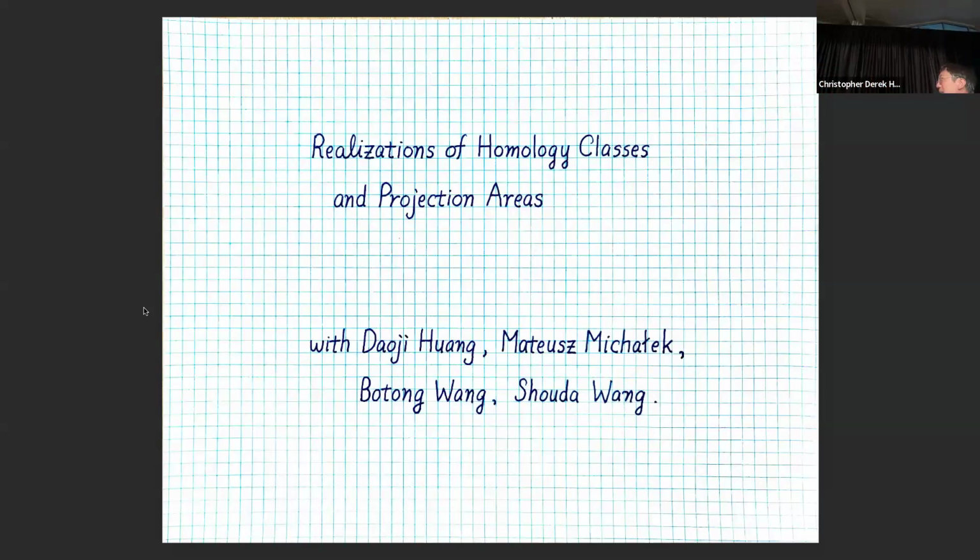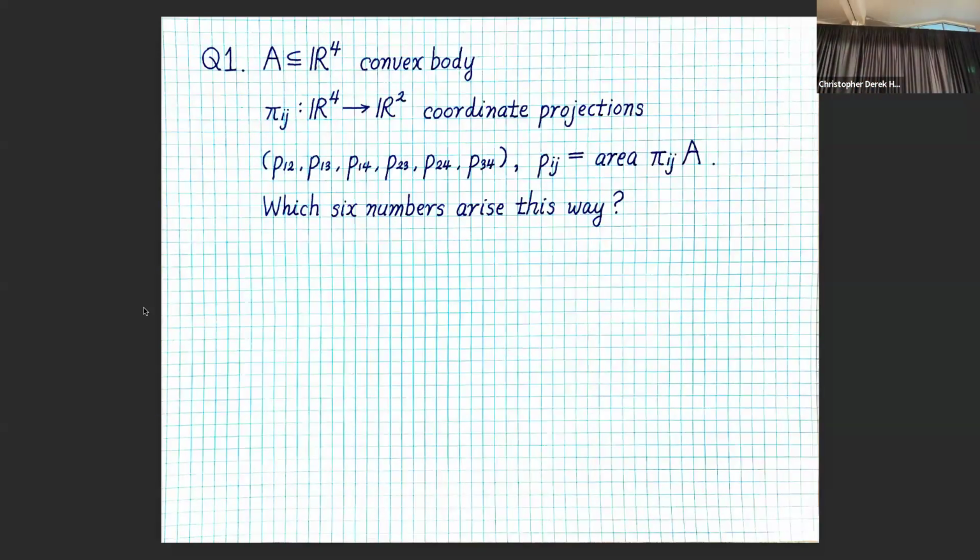Okay, so today I'm going to tell you about my recent joint work with Daoji Huang, Mateusz Michalek, Botong Wang, and Shouda Wang about realizations of homology classes and projection areas. I'll shortly tell you what that is all about. So there are two basic questions. The first one in convex geometry and the second one in algebraic geometry.